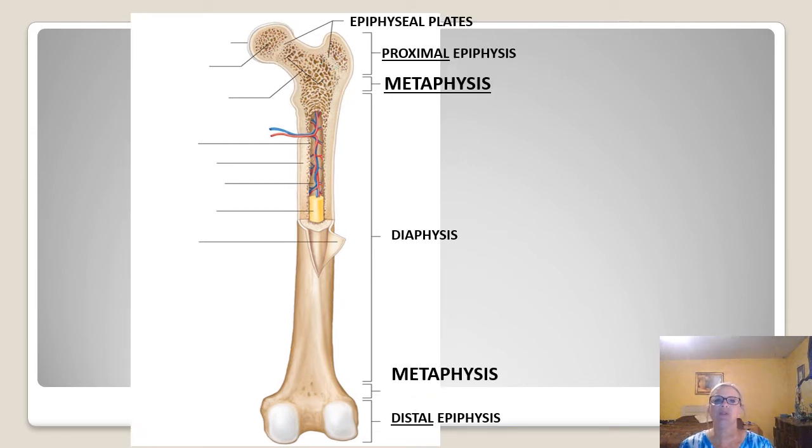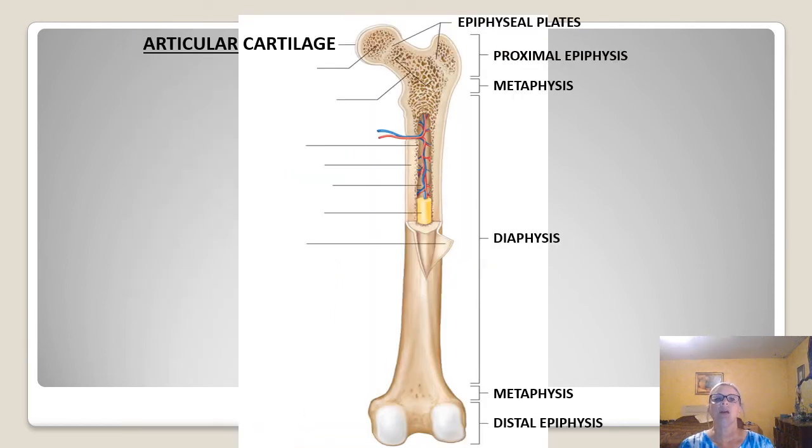All right, so next we have the metaphysis, and this is the widening portion of the bone between the epiphysis and diaphysis. This is right here where it's starting to get thicker, and you can see it's on both ends here. Next, we have the articular cartilage. This is the outer surface of the bone at the joint, and this is made of hyaline cartilage. You can see this on the edge here, articular cartilage.